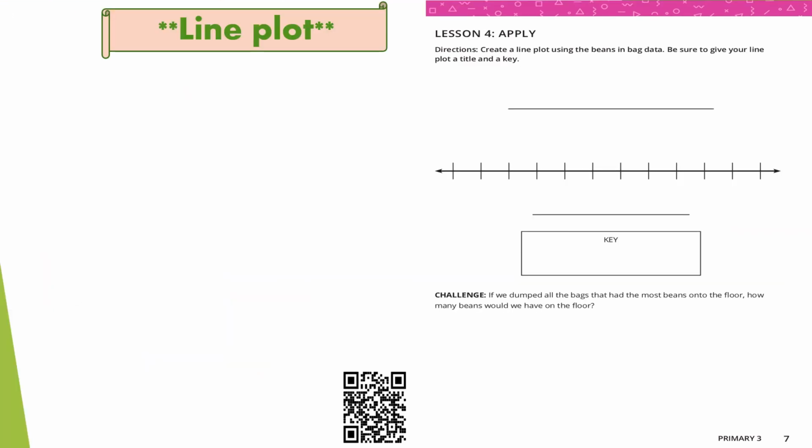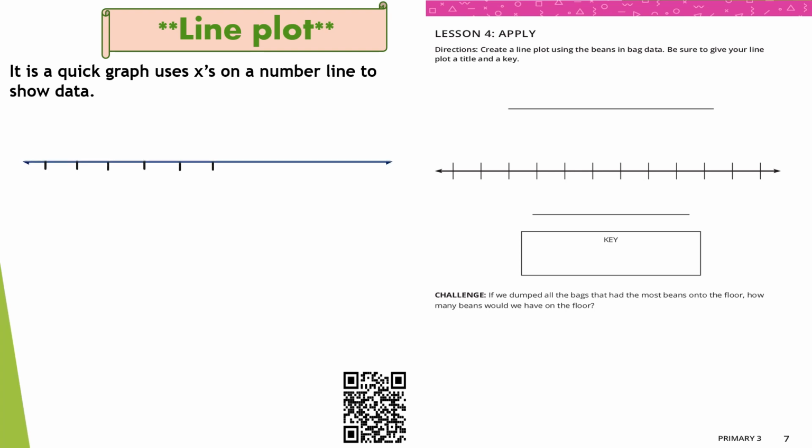Let's move to our line plot. It's the third strategy using graphs. It's a quick graph that uses X's on a number line. From its name, line plot, we use a number line to show data. Here is our number line; on these dashes we will write our numbers, and don't forget we can start at any number. We can start from 0, from 5, from 12, from 20. Never mind, you can start at any value.